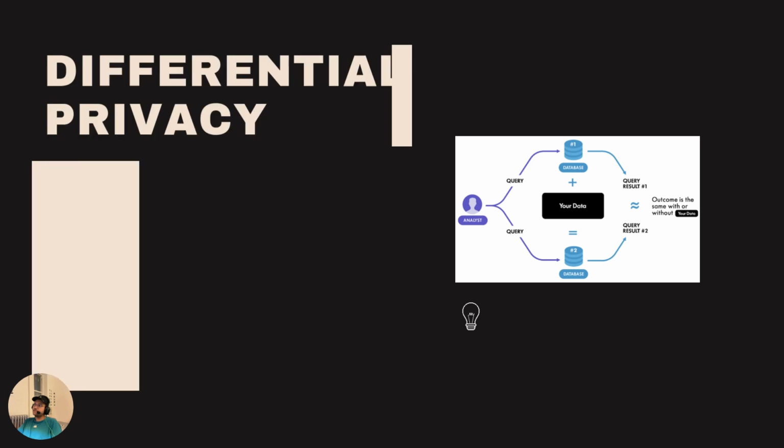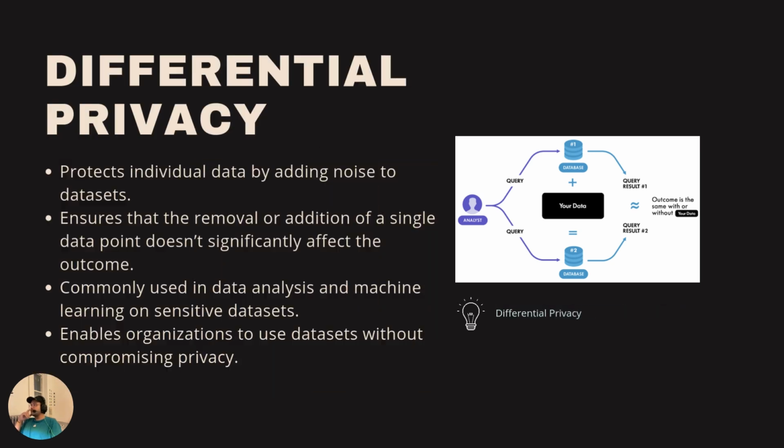Moving ahead, now let's take a closer look at differential privacy, which is a method designed to protect individual privacy while still allowing useful data analysis. Differential privacy works by adding noise to the datasets. This noise ensures that the removal or addition of a single data point doesn't significantly affect the overall outcome. This protects individual records from being identified.